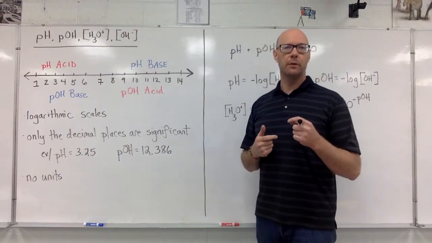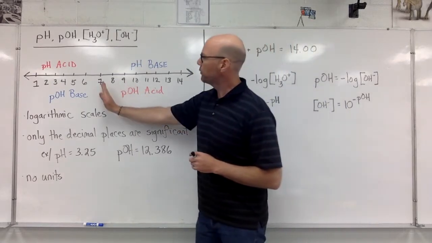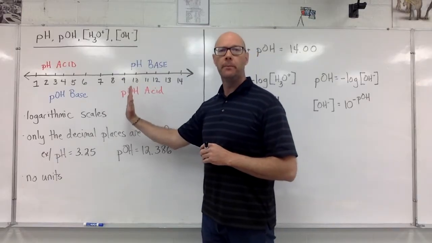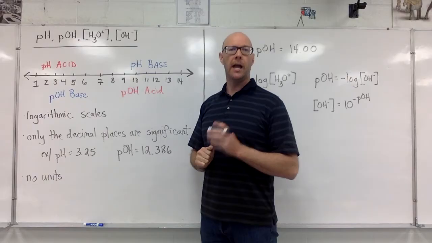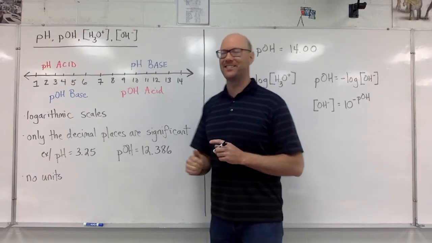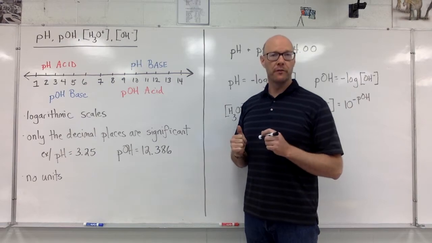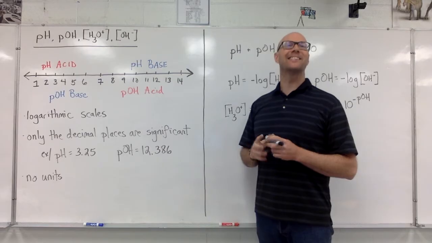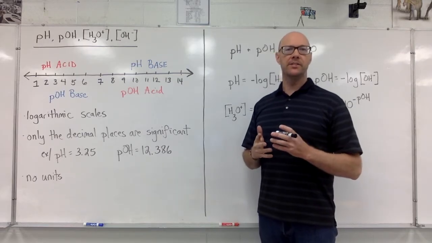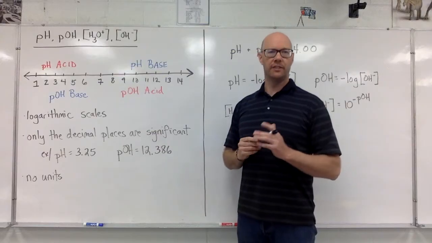It's taking everything we know about acids and sort of turning it upside down. For the pOH scale, a pOH below 7 is a base, and a pOH greater than 7 is an acid. Both of them have a few features in common. They're both logarithmic scales. That means that the difference between one value is a power of 10.